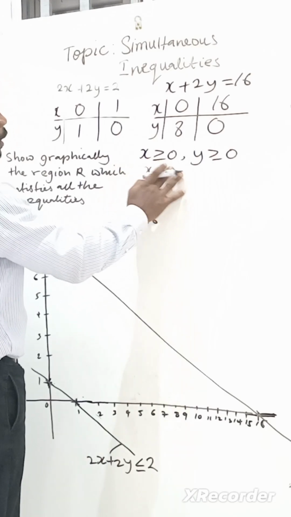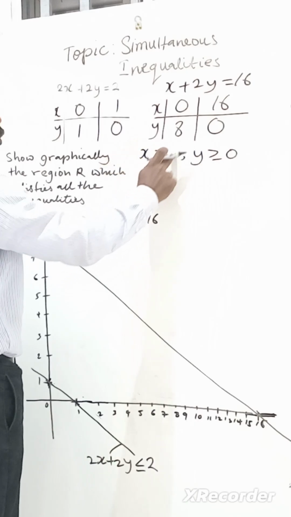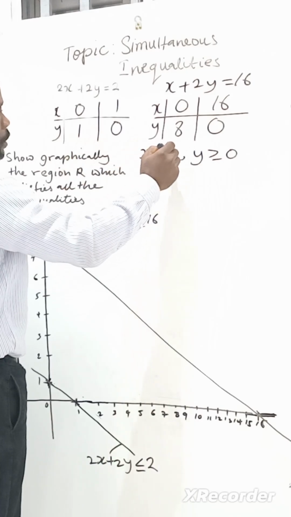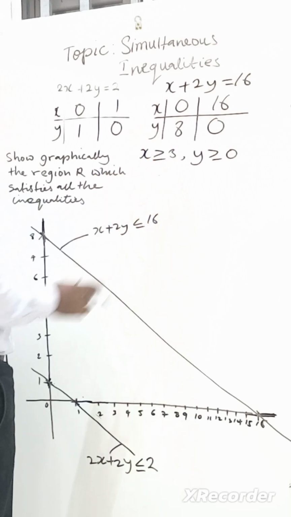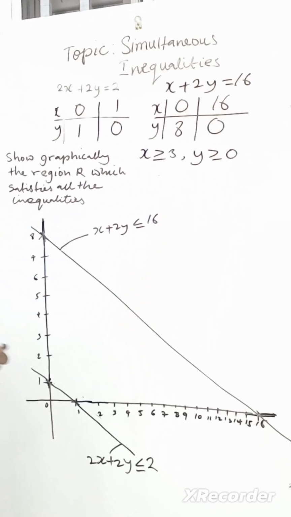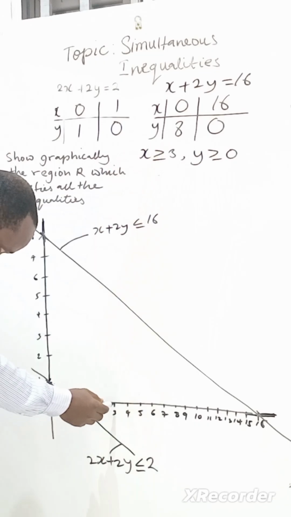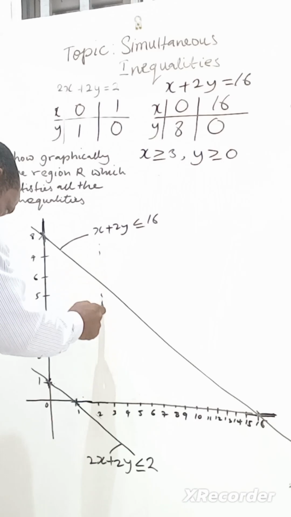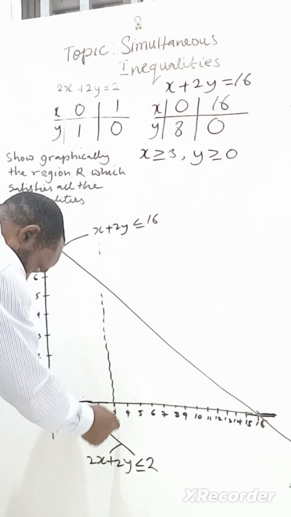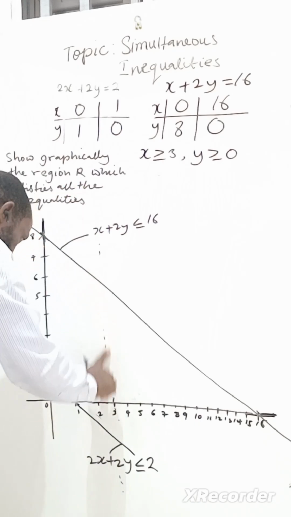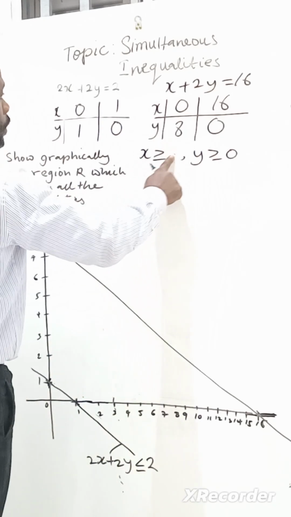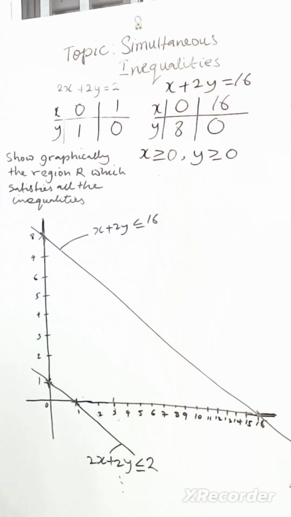So let's say you have something like this. Say maybe x is greater than or equal to any value. Let's say x is greater than or equal to 3, for example. You are asked to plot this on the graph. This is a vertical line. The line runs through the point 3 like this. So it's a vertical line. And x greater than or equal to 0 is a vertical line, and it is the entire y-axis because it is at this point that x is equal to 0.